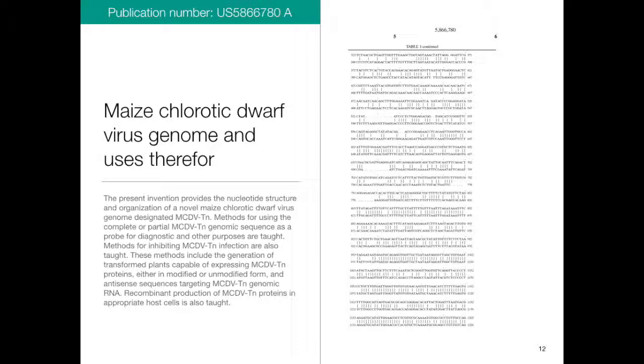The present invention provides the nucleotide structure and organization of a novel maize chlorotic dwarf virus genome designated MCDV-TN.